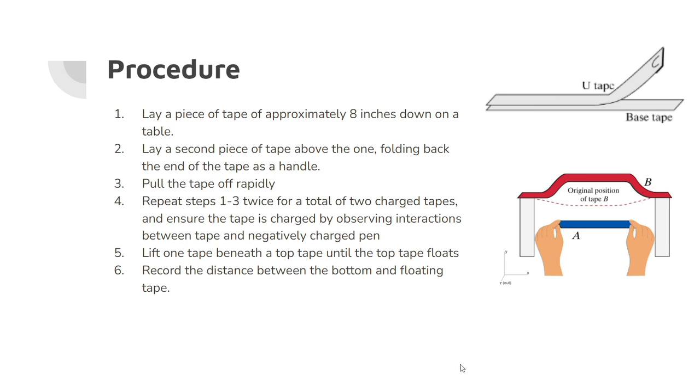So our procedure for this is very similar to Lab 1. What we're going to do is create two pieces of U tape, as you can see in that top diagram to your right. And it is important, even though this is a different experiment, and even though we know that our U tape did have a negative charge from Lab 1, we still want to make sure that these pieces of tape have a negative charge. We'll do this by the same observation we did last time, by testing with a negatively charged rubbed pin.